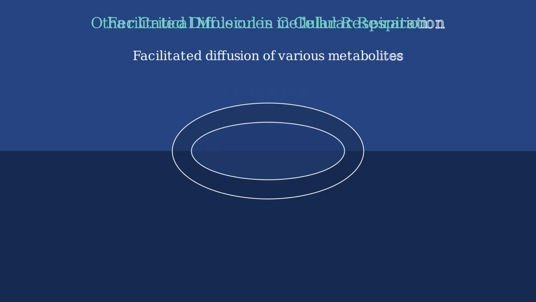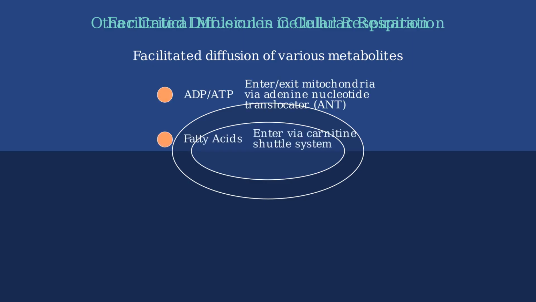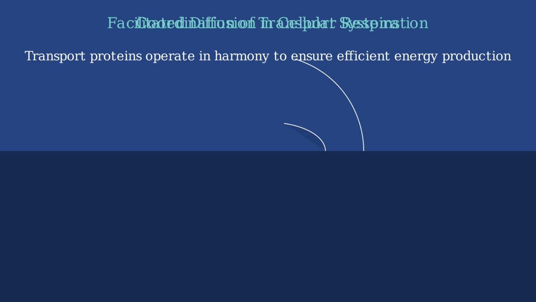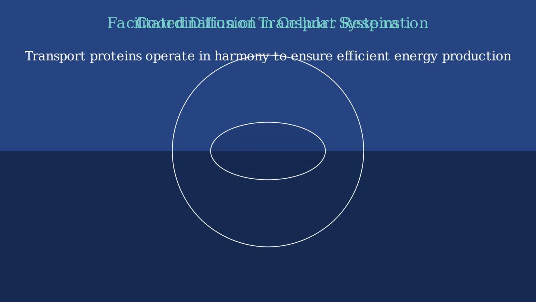Beyond glucose and pyruvate, cellular respiration involves the transport of many other molecules through facilitated diffusion. ADP and ATP move in and out of mitochondria via the adenine nucleotide translocator. Fatty acids, another energy source, enter mitochondria through the carnitine shuttle system, and electrons move through protein complexes in the electron transport chain. These transport systems must be coordinated to maintain efficient cellular respiration.